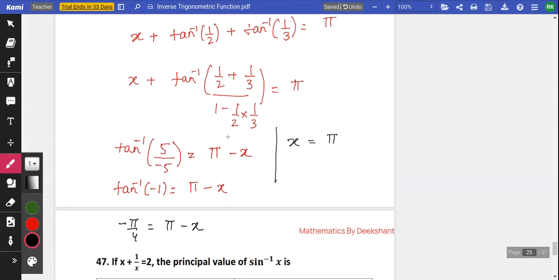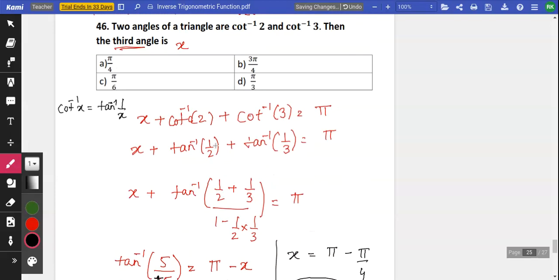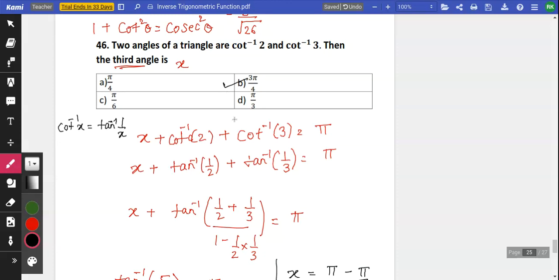I think there is some mistake. 3 plus 2 is 5, and here it is plus 5, not minus 5. By mistake it was written here, so it becomes tan inverse 1, which is pi by 4. The value of x is pi minus pi by 4. After taking LCM it becomes 3 pi by 4. Therefore the correct answer is option B.